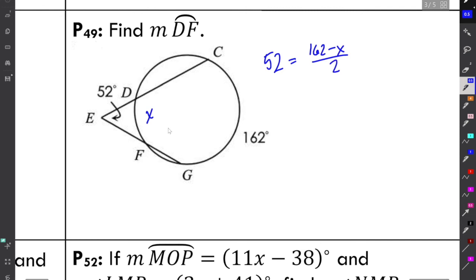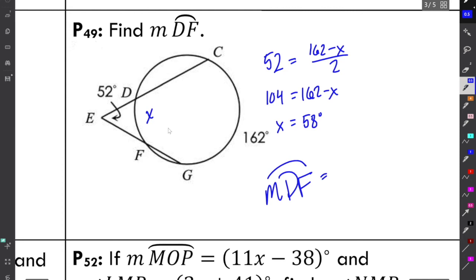Multiply both sides by 2. 104 is equal to 162 minus x. Add x to both sides because we want x to be positive. And then subtract 104, you get that x is equal to 58 degrees. And so that means that the measure of arc DF is equal to 58 degrees.